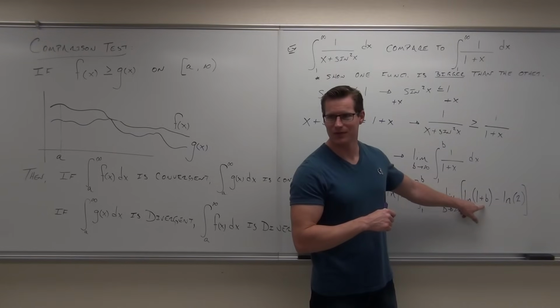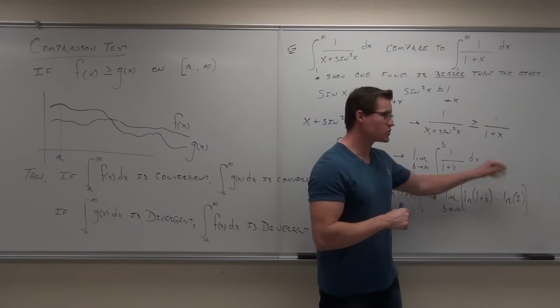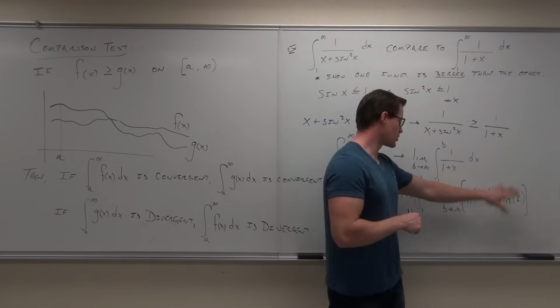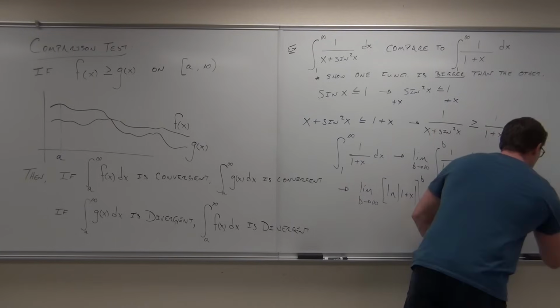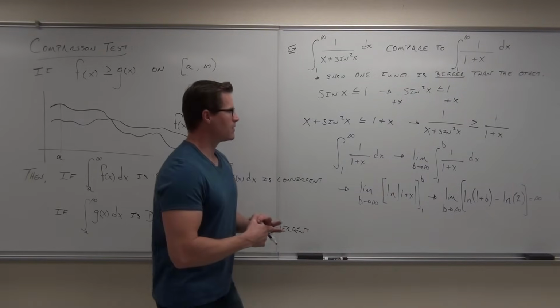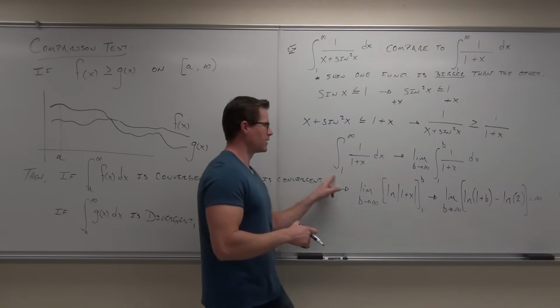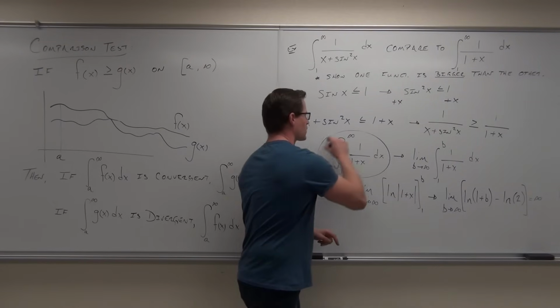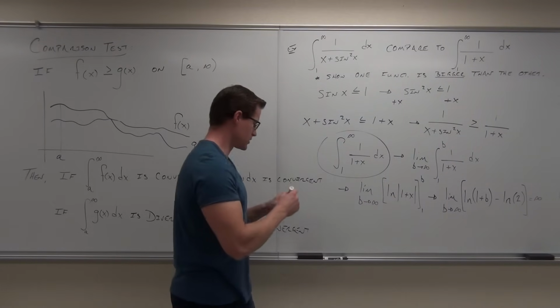Back to math. Ln of infinity is infinity, so this goes to infinity. What's infinity minus something really small? So this whole limit goes to infinity. Now that we've done this integral, is this integral convergent or divergent? Divergent.